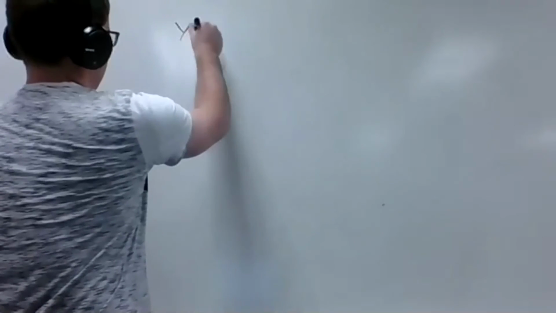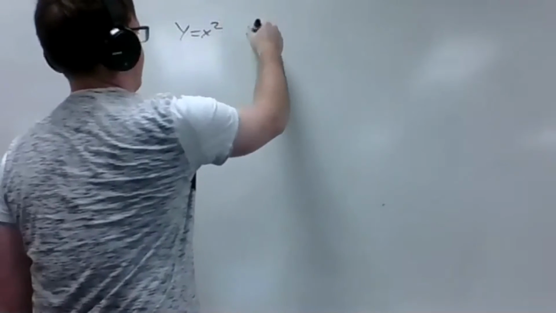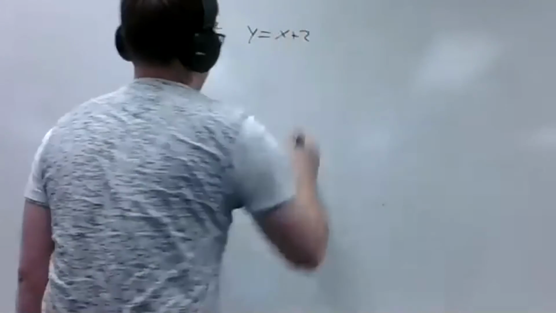So let's say we have our two equations. Let's say we have y equals x squared, this will be a simple one, and y equals x plus 2. Let's find the area between these two curves.